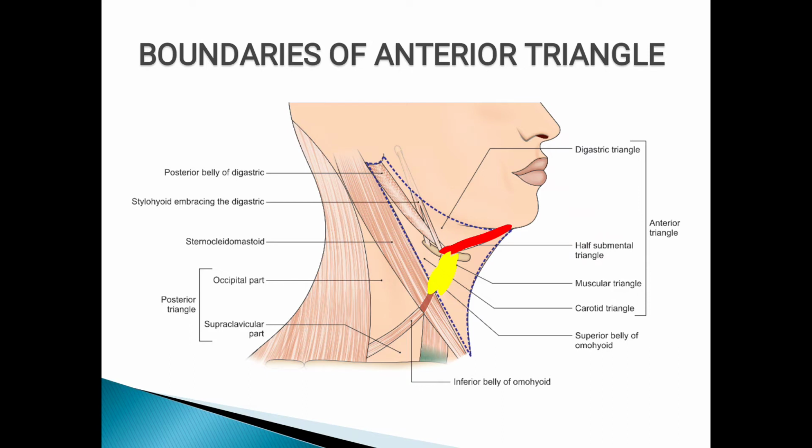triangles. ये दो मसल, एक तो एंटेरियर बेली है डायगेस्ट्रिक की और दूसरी सुपेरियर बेली है ओमोहॉयड की. ये दो मसल एंटेरियर ट्रायंगल को डिवाइड कर देता है छोटे छोटे ट्रायंगल्स में. What are these triangles? They are submental, digastric triangle or submandibular triangle, the muscular triangle and the carotid triangle.